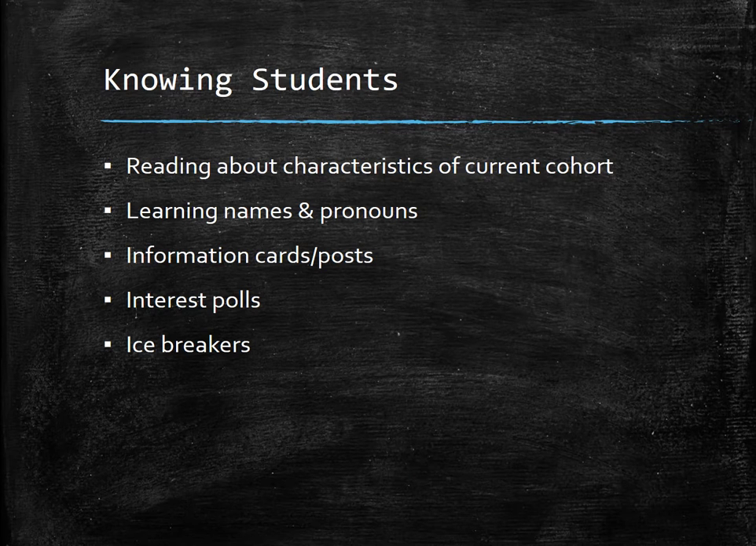Another strategy is knowing students. It really helps if you know your students individually a bit, as well as knowing about them more generally as a cohort. So reading about the characteristics: what is Gen Z like? If you've been teaching for quite a while, as I have, how are they different than some of the cohorts of students you've worked with? In terms of individual knowing, learn students' names and their pronouns, using strategies like collecting information on index cards or through posts if you are teaching online. Interest polls can be useful, as can classroom icebreakers, so that not only do you know students, but they get to know each other, and there's more connection in the class that way.